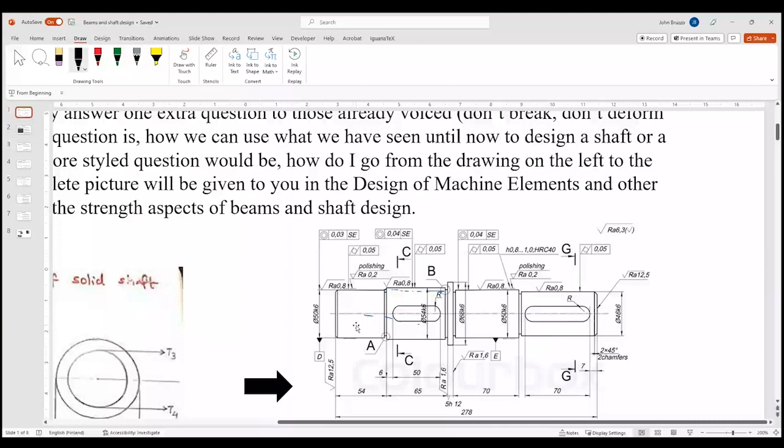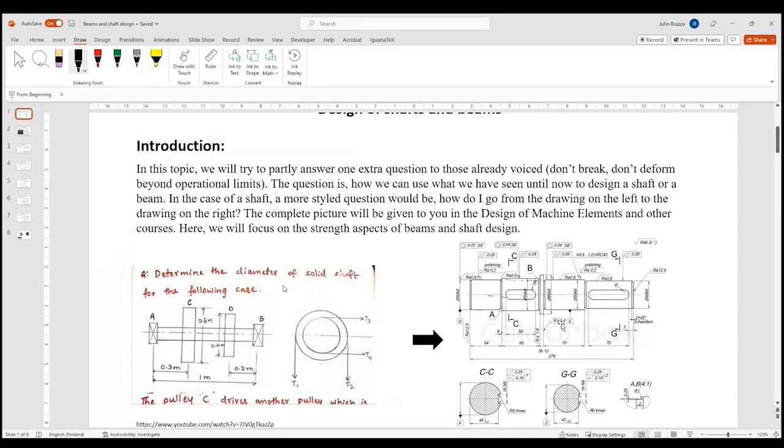So how do we go from this to this here? Believe me, calculating the stresses and deflection is nothing compared to translating this idea into this one here, something that you can actually send for manufacturing. So how to do it?